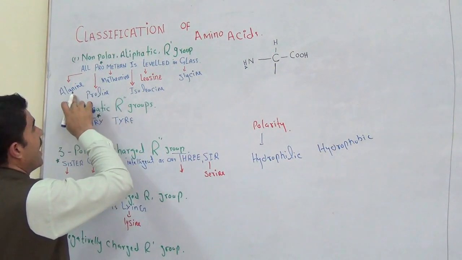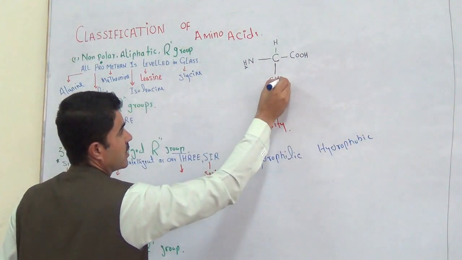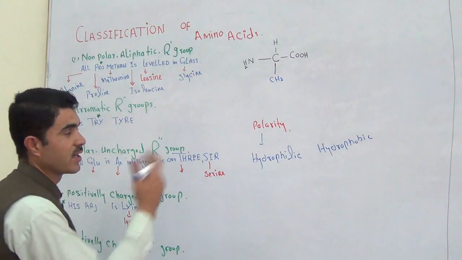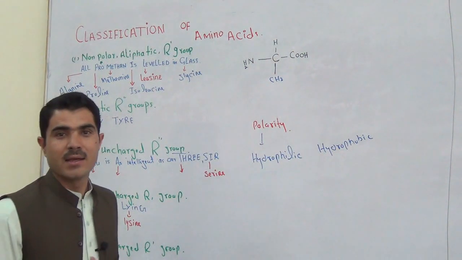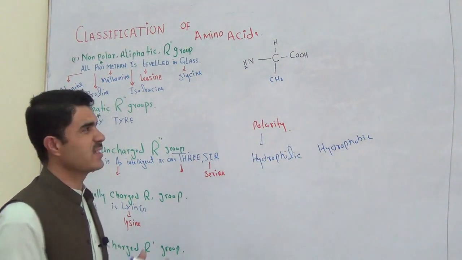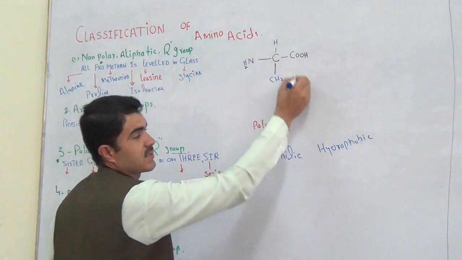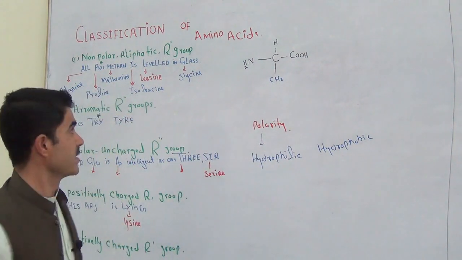If you have alanine, we will put a CH3 here, only one methyl group attached here, and that becomes alanine. That methyl group has no polarity, so it is just an aliphatic side chain, right? We will call it a side chain, and it does not show any affinity with water.